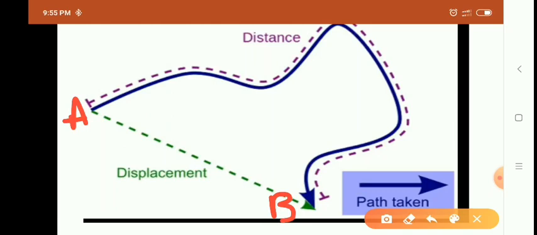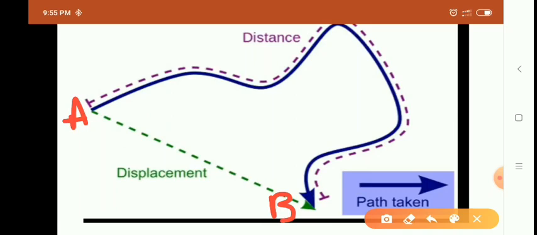Yes, that is the total path. So when you take a long path, that is your total distance. And when you take a straight path or the shortest path, that is your displacement.